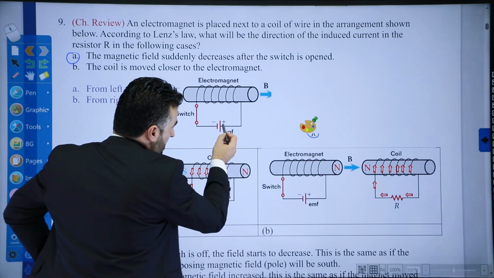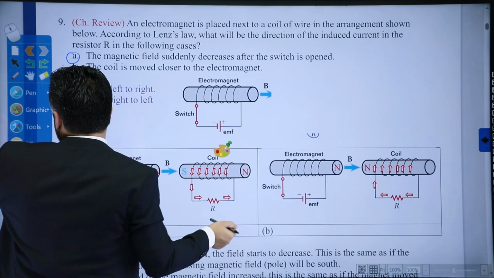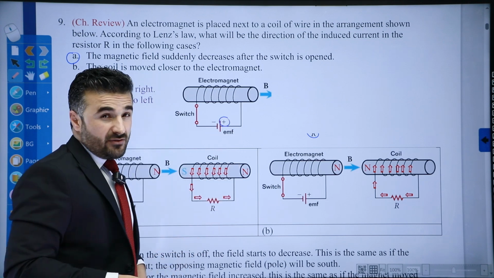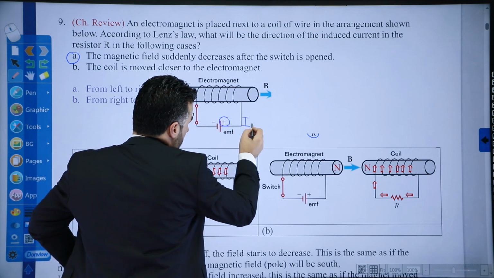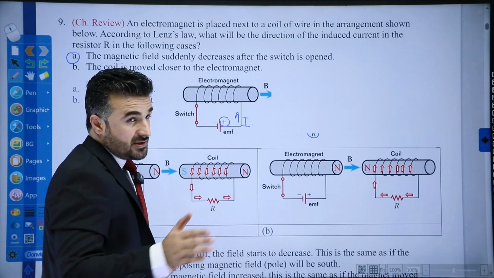So remember, this is the north, or you can say this one here. This is basically the positive, or the direction of the current here, because current is in the direction of the positive charge. So this is basically the direction of the current here.